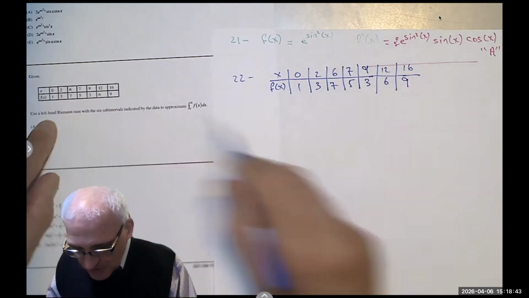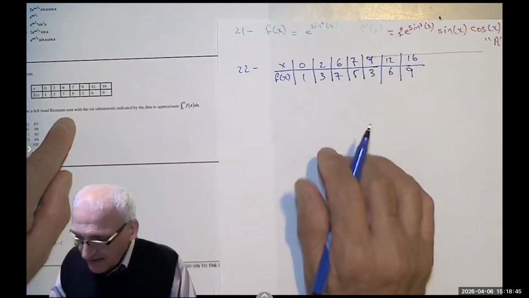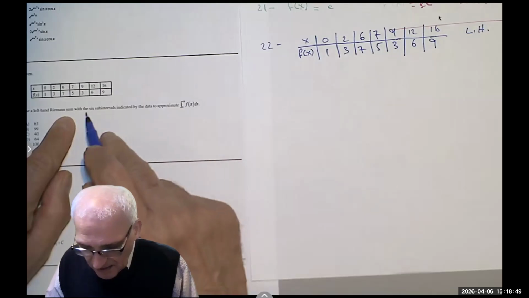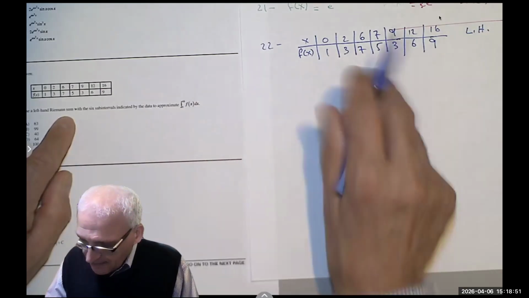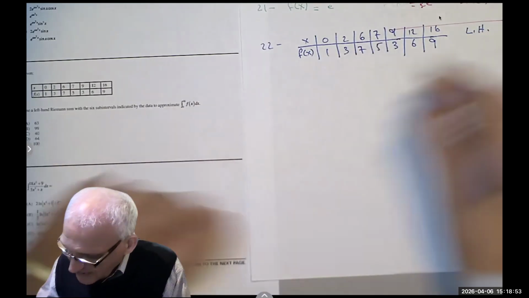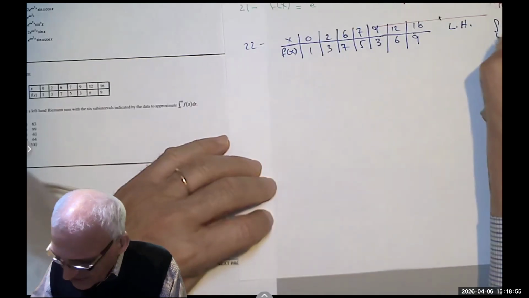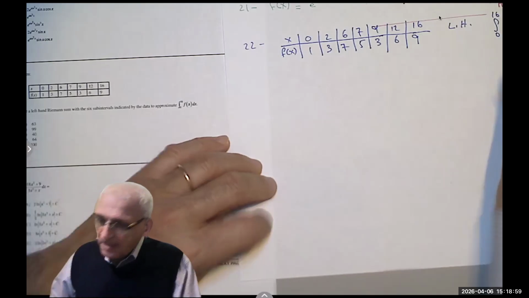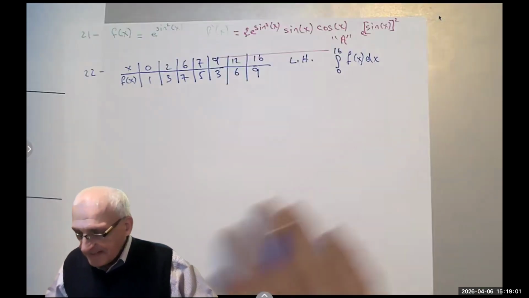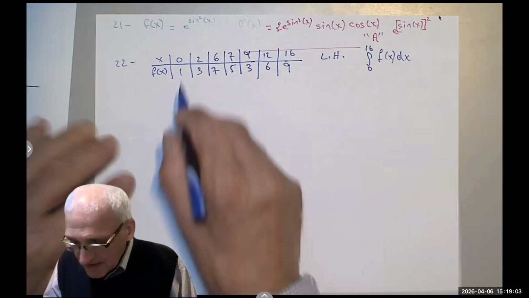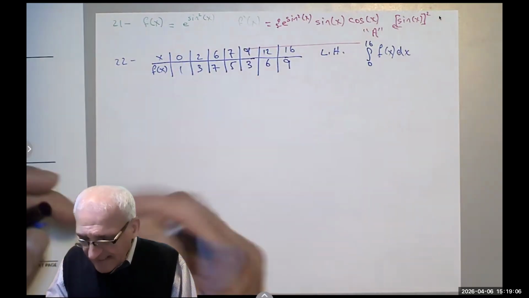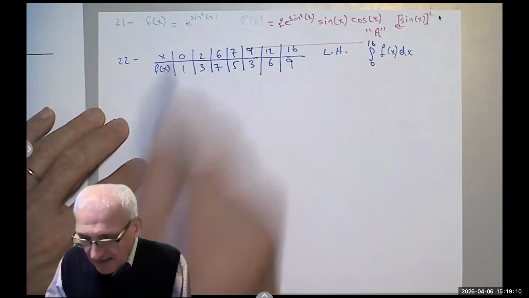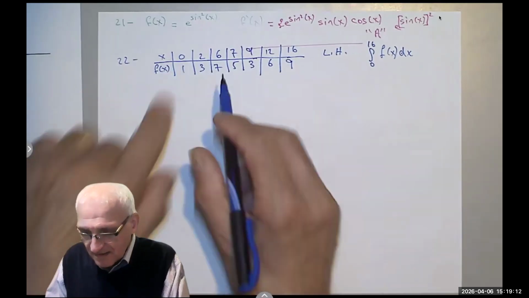And they tell you, use the left hand Riemann sum, with these 6 subintervals to approximate the integral from 0 to 16 of f of x dx. Remember, the left Riemann sum is that we assume that I have a rectangle and its height is the number on the left.